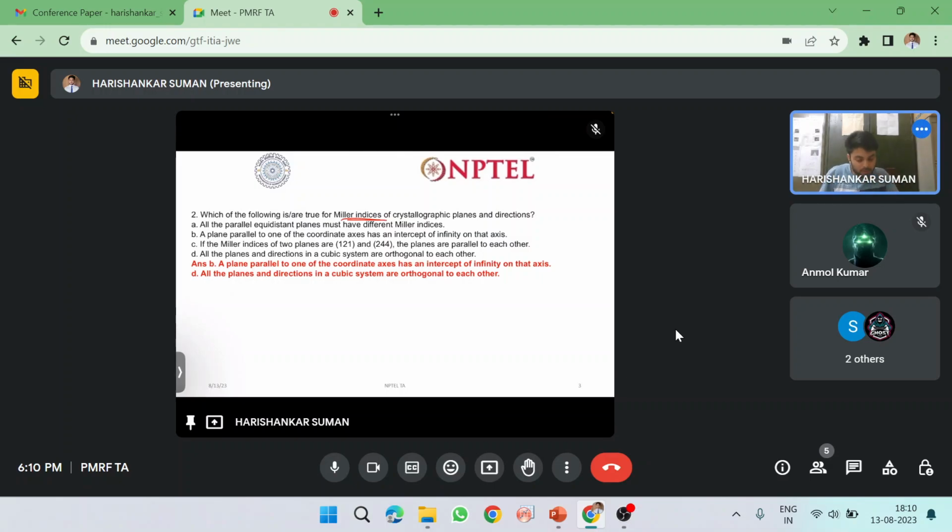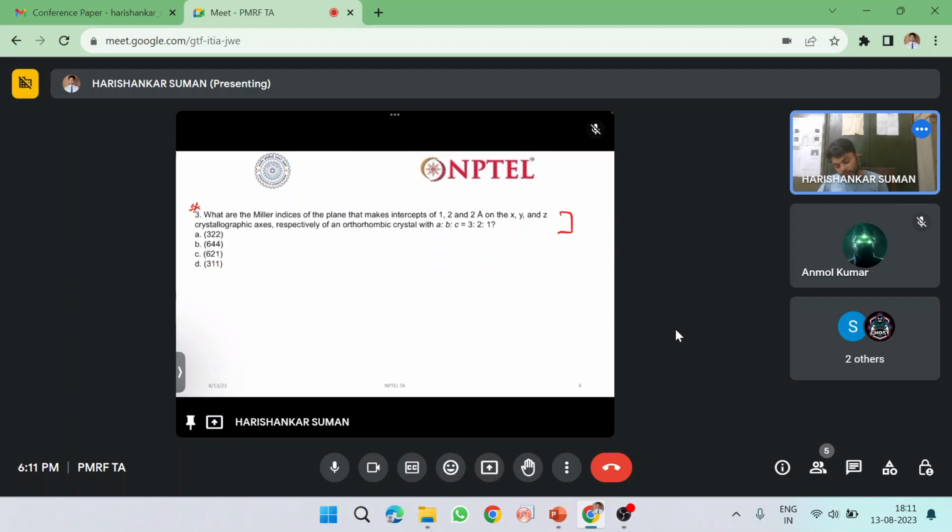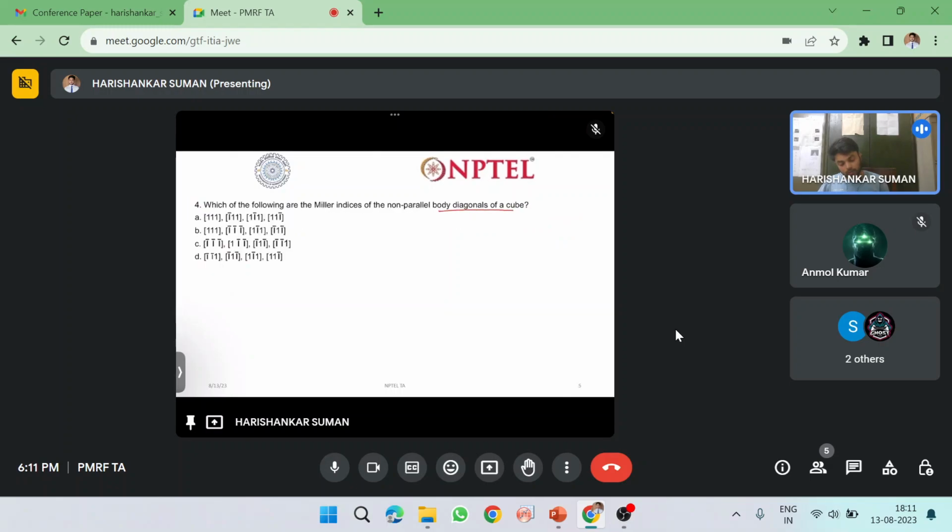Parallel planes at an intercept distance, Miller indices, and where is the intercept on the axis? If the planes are parallel, then the intercept is infinity. Third question: how can we find the Miller indices if the intercepts are available? Fourth is the body-centered cubic Miller indices.